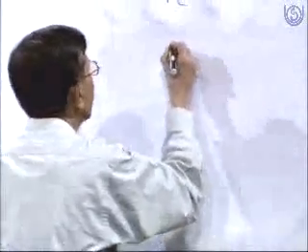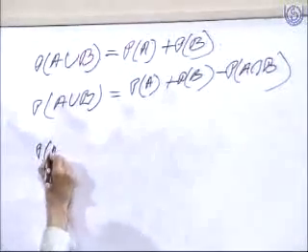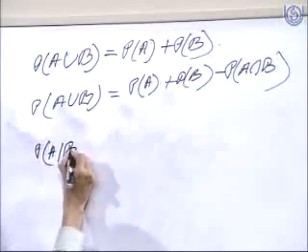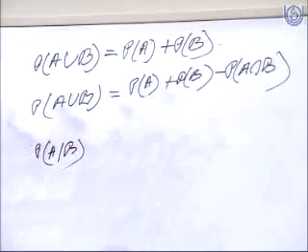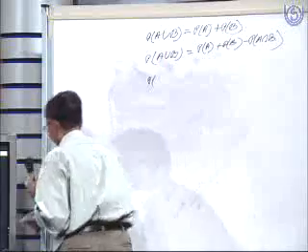Now, the conditional probability of an event, say B, conditional upon the occurrence of another event A, can be written in this particular form. Probability A given B, or rather let me correct it a little bit, probability of B given A.